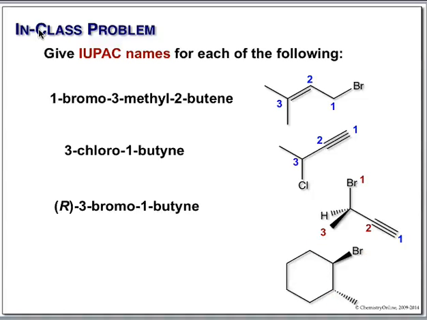Our bottom carbon, our highest priority is going to be this guy because it's linked to a bromine. We're going to go this way, back through the ring. Our methyl group is here. That makes it S.